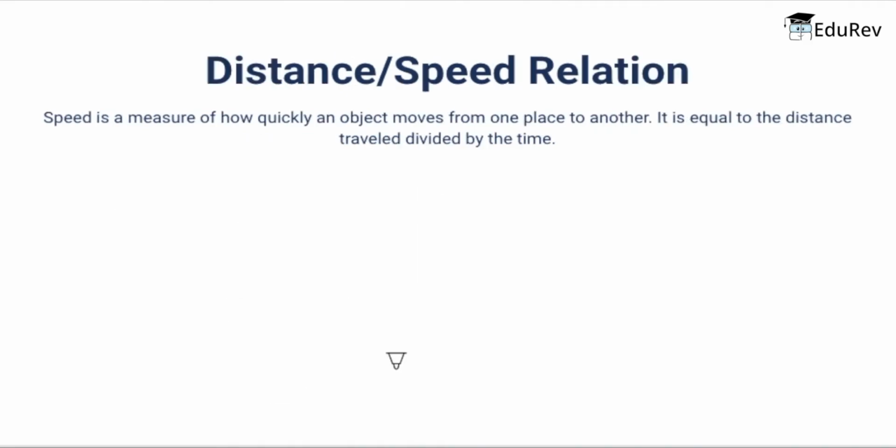Let's move forward to the topic of distance and speed relation. In distance and speed relations, we will learn about the distance formula. We will also see the velocity formula. So let's first understand what distance, speed, displacement and velocity are. Distance is the actual length of the path that the object travels. And displacement is the shortest distance between the initial position and the final position of the journey.